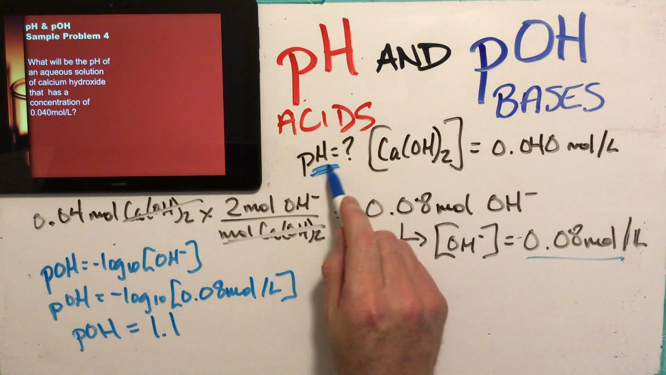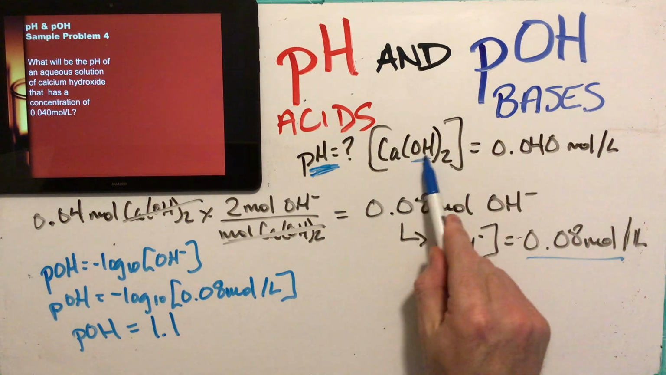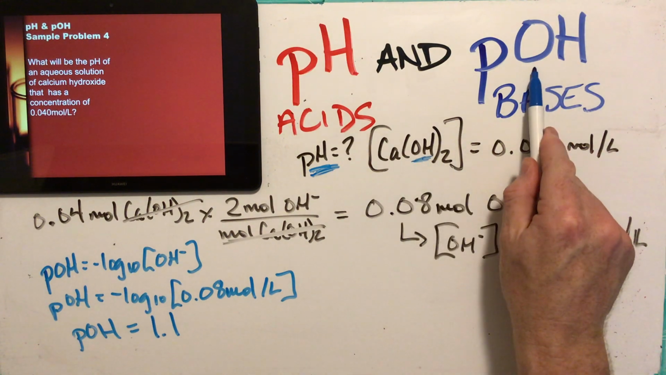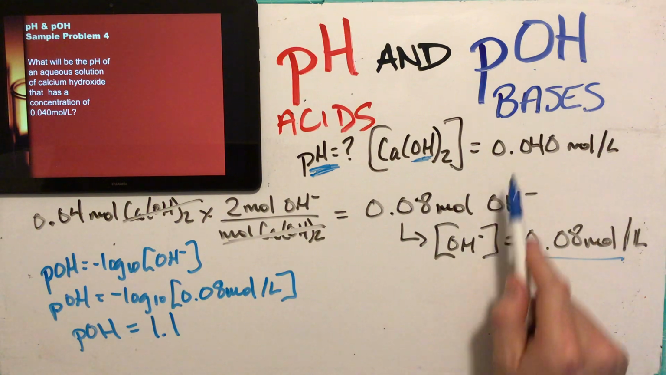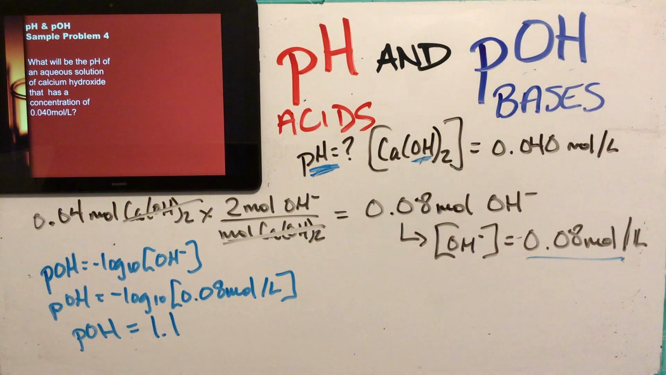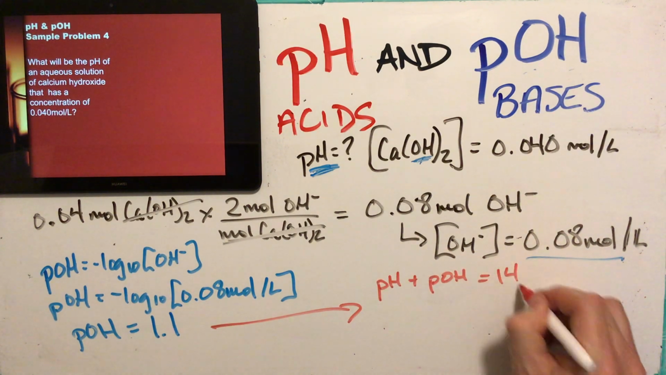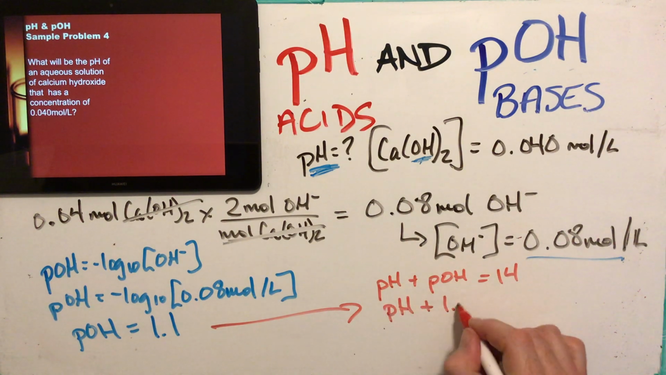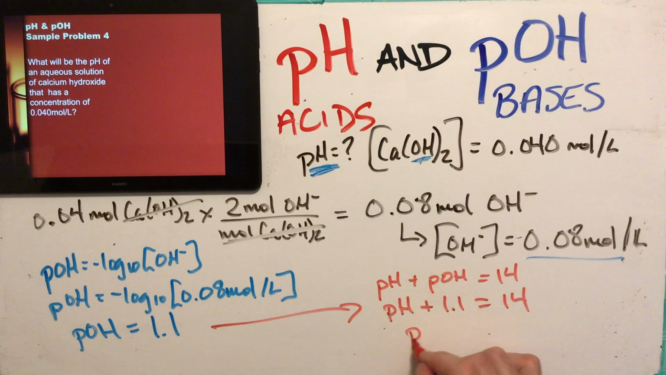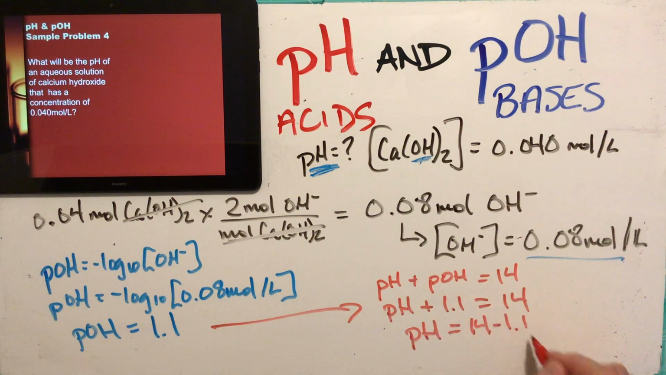Now the question asks, what is my pH? But I couldn't do pH because it gave me a base, so I had to find pOH first, right? There's no hydroniums involved here. I had to find pOH because the thing that was in here gave me OHs. But I now know I can do the last part of the calculation and say that pH plus pOH equals 14. pH plus 1.1 equals 14. And therefore my pH is equal to 14 minus 1.1. And my pH is equal to 12.9. And that is my final $1 million answer.